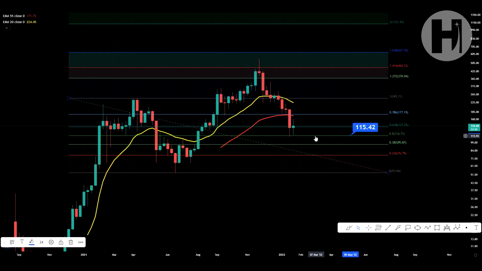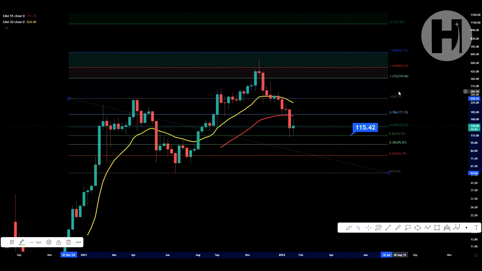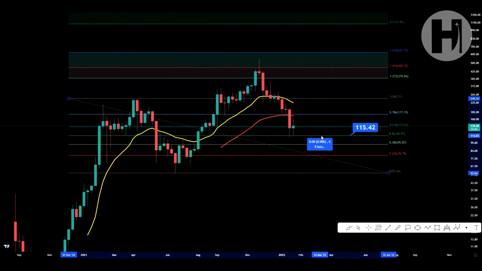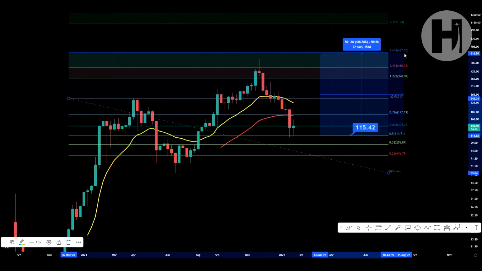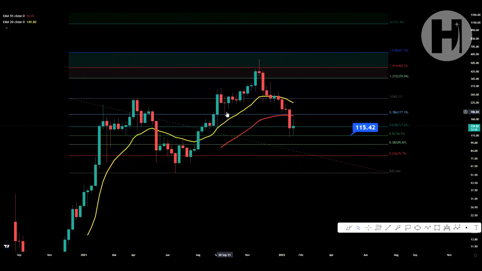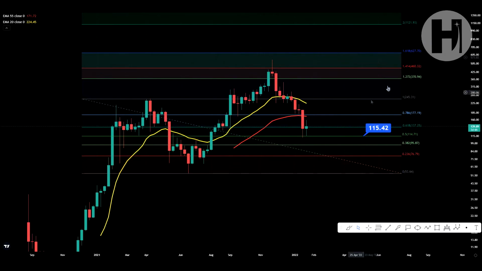So from the $115 price level here to the target of the 1.618, we're going to measure the profits. That's a 440% move. And Elrond doesn't have that big of a market cap, so I think this is possible, right?